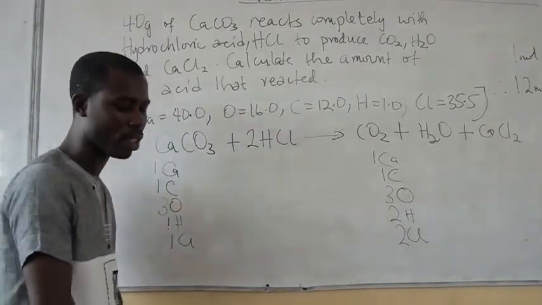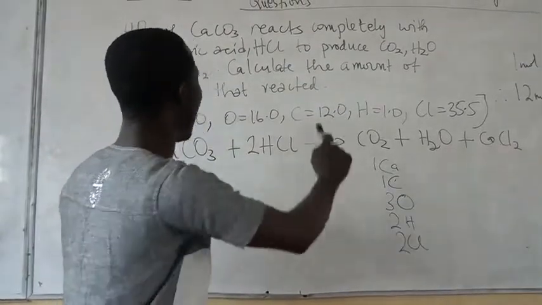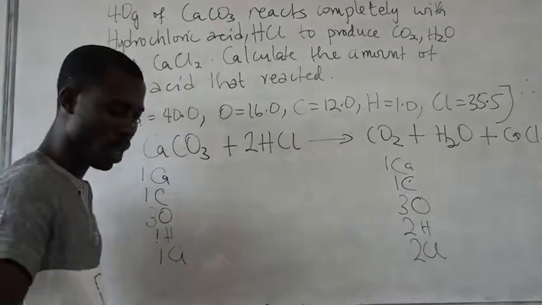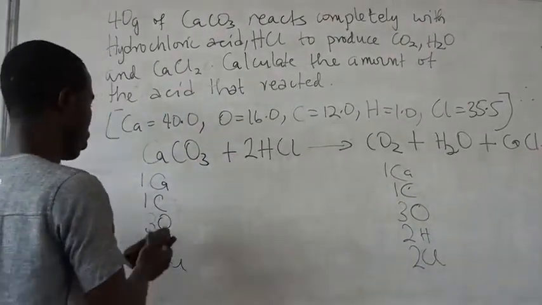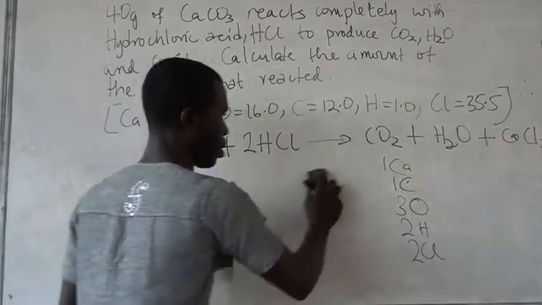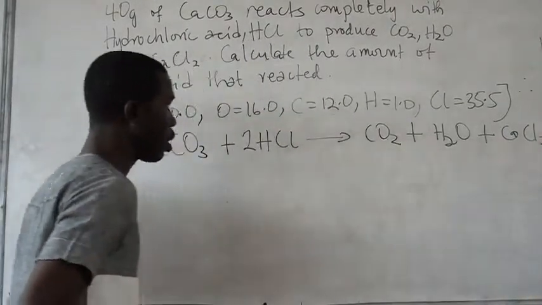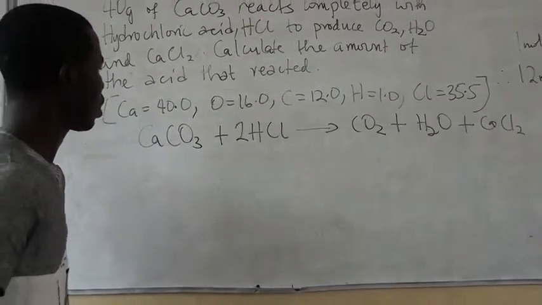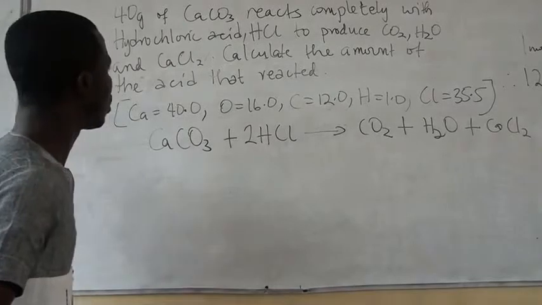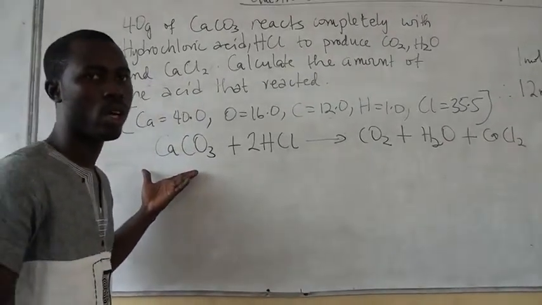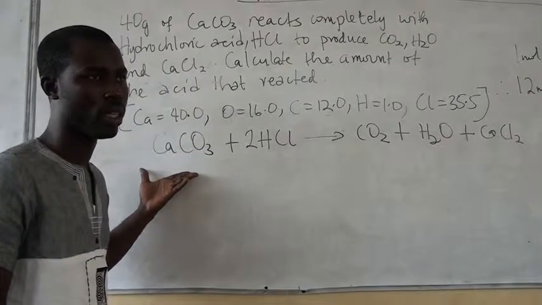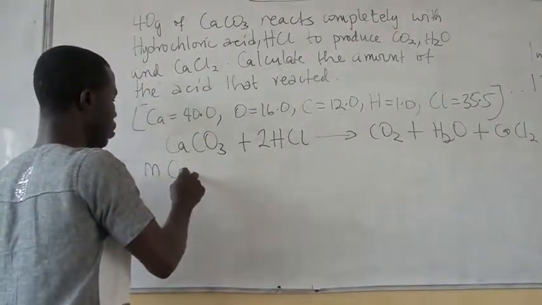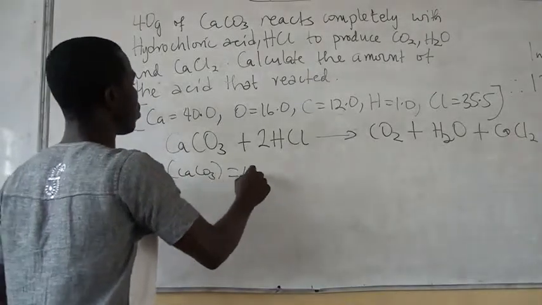Now we have been asked to calculate the amount of the acid that reacted. So let's see how it goes. The first thing to do is to calculate the number of moles of the calcium carbonate. Is that okay? Because the question gave us the mass of calcium carbonate to be 40 grams.